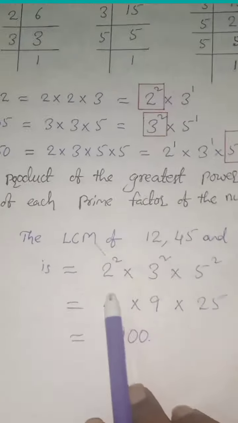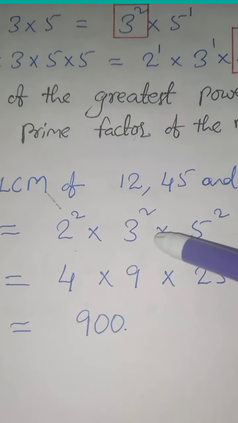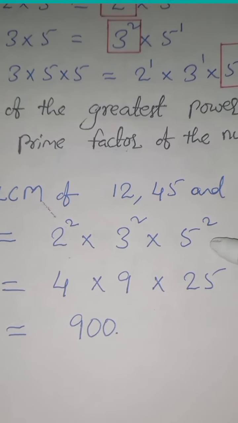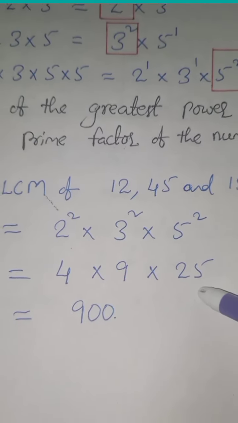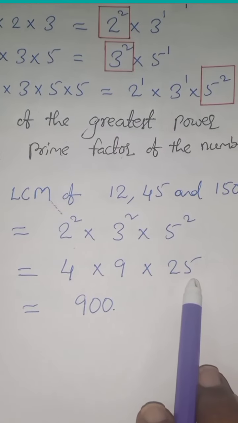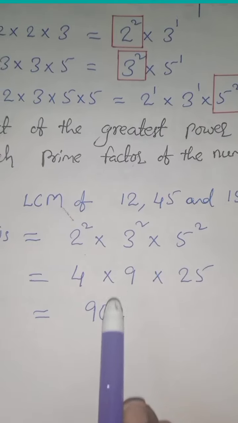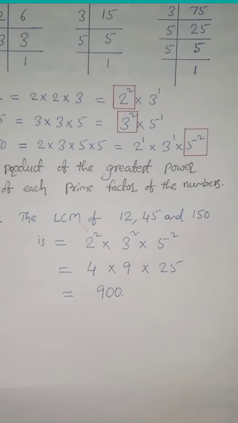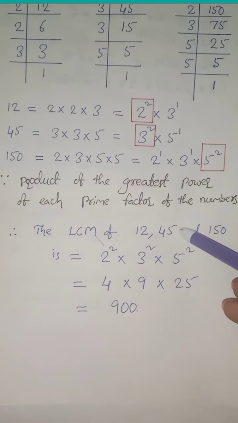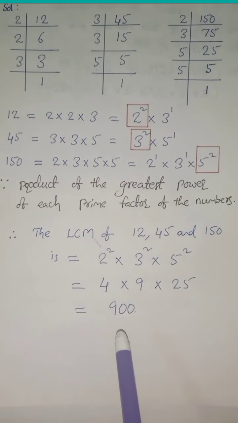So 2 square means 4, 3 square is equal to 9 and 5 square is equal to 25. 4 into 25 is 100. 100 into 9 gives 900. So finally we say that the LCM of 12, 45 and 150 is 900.